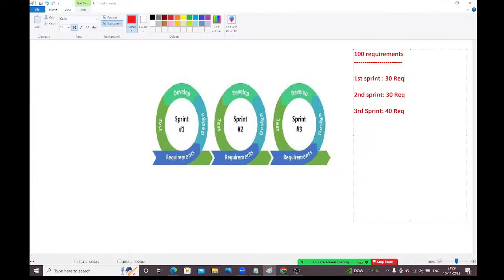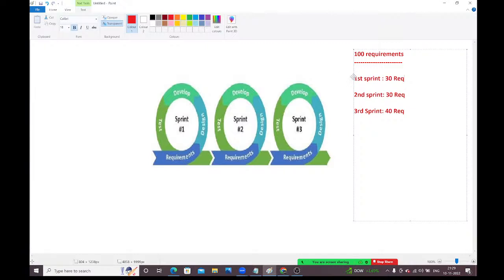Whenever requirements come from the client, first we need to break them into multiple sprints like this. First you need to identify how many requirements there are in the given project. Then in those 100 requirements, identify the most important ones and keep them in the first sprint. The remaining things go to the second sprint, third sprint, and so on, like this, guys.